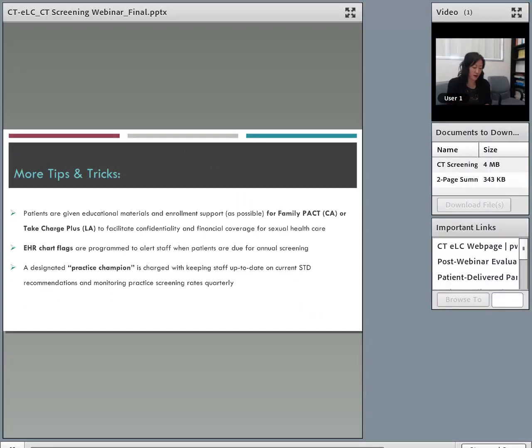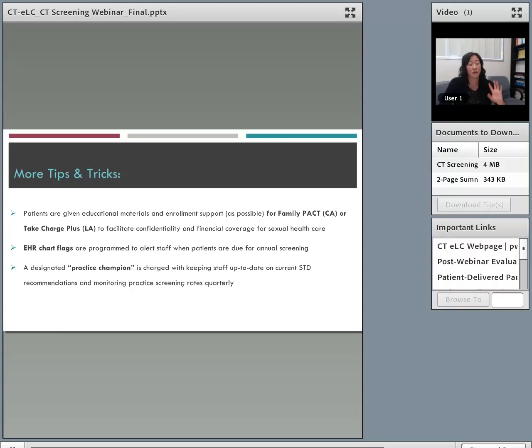So other tips and tricks: in California, folks can give patients educational materials and enrollment support for Family Pact, which would cover these services. In Louisiana, it would be Take Charge Plus to facilitate confidentiality and financial coverage for these services. And of course, Take Charge Plus folks are not going to be able to issue a card on the same day, but when the coverage comes into effect, services in the prior 3 months will be covered, and Family Pact folks can get a card on the same day.